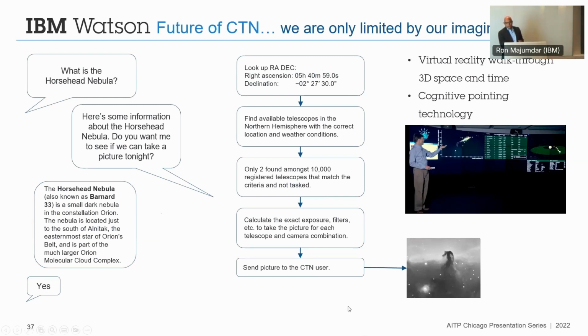Then it has to find what telescopes can actually take the picture and then calculate all the filters that are needed and all that stuff to take that picture. That is eventually the goal: that everything a human being is making decisions for right now can be automated, and ultimately what the user wants to see is a picture of the Horsehead Nebula. After calibrating and doing all that stuff, it takes the picture and sends it back with some information about the Horsehead. That's the whole idea.